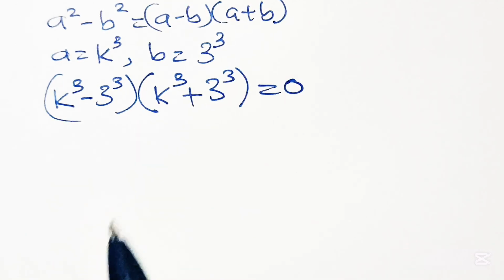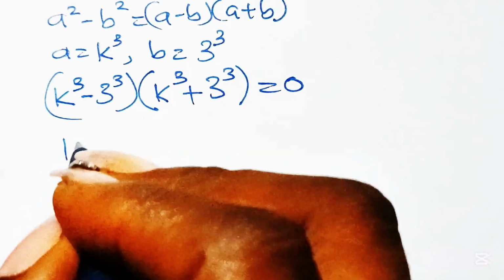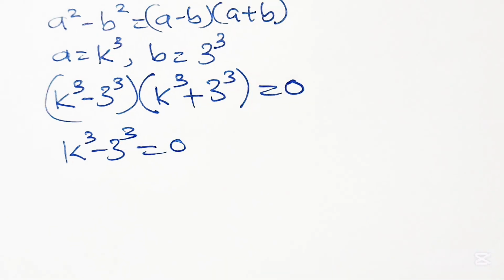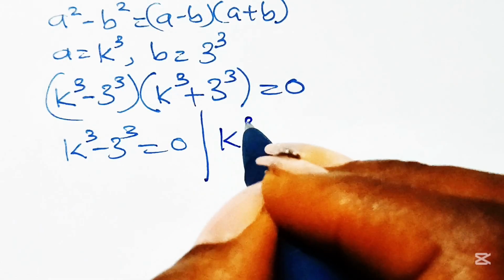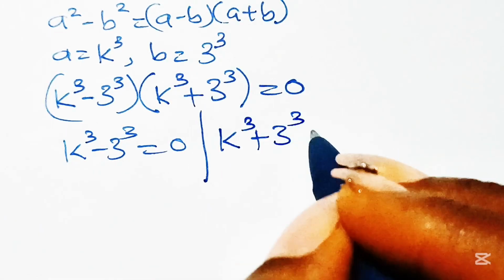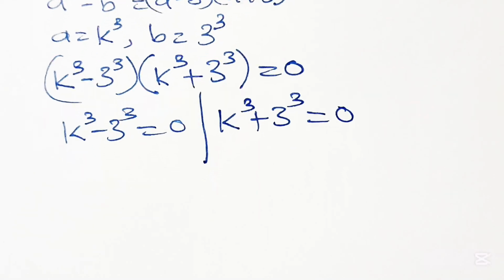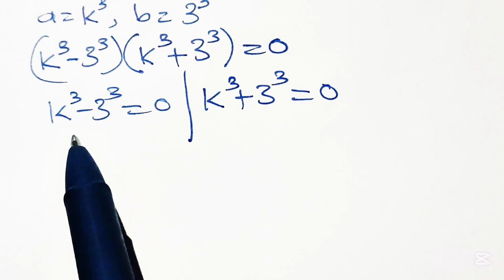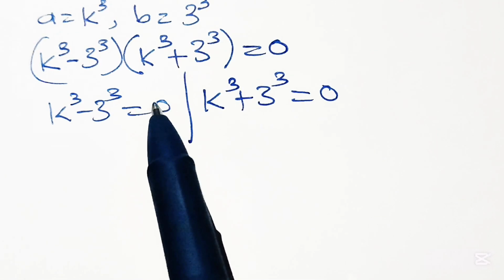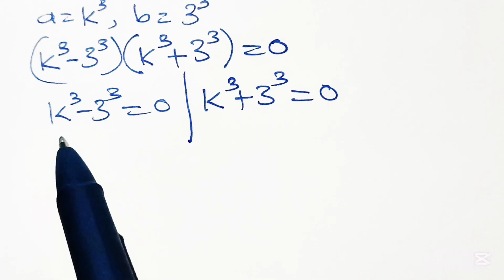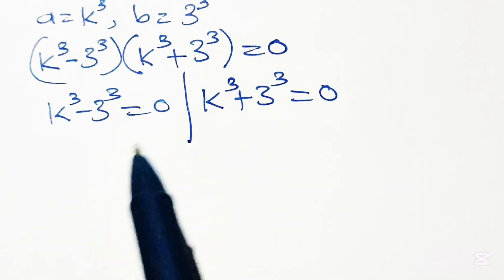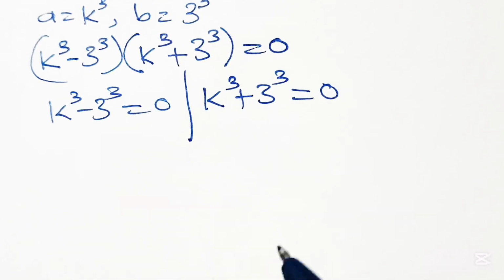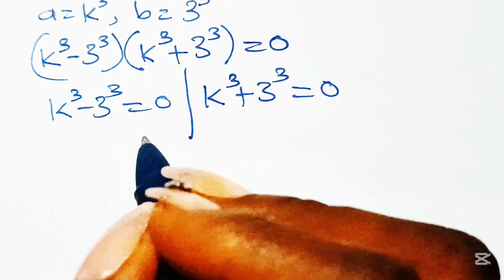All right, so let's continue. Now from here we can say that k to the power of 3 minus 3 to the power of 3 is equal to 0, and that k to the power of 3 plus 3 to the power of 3 is also equal to 0. If you are tempted to transfer this to the other side, you'll get only one solution. So what we are going to do is apply our algebra identity. Do you understand? Yes, the algebra identity.